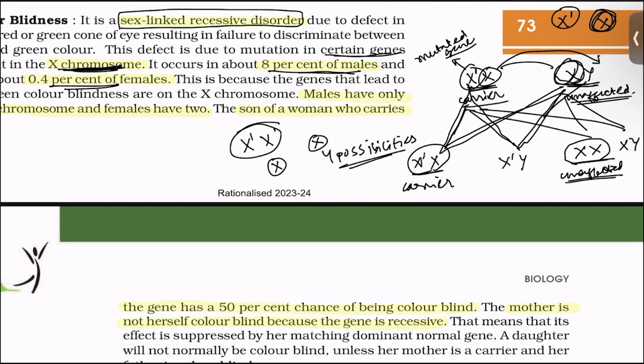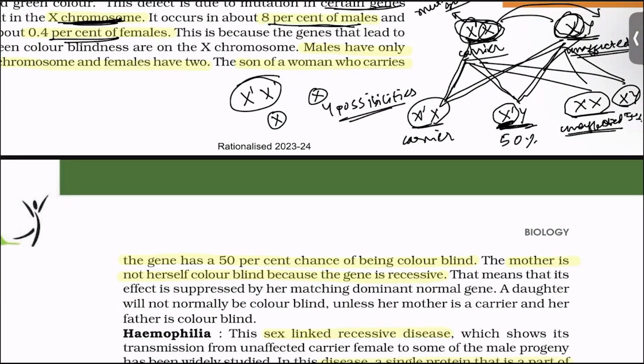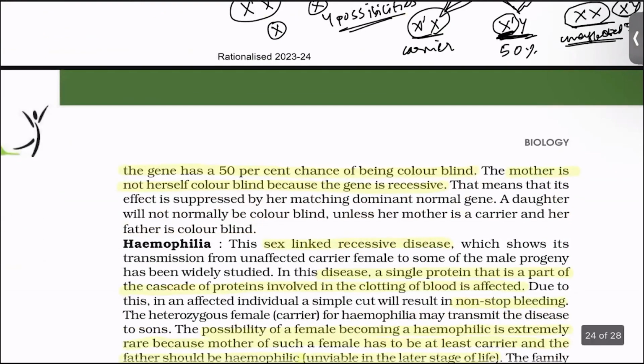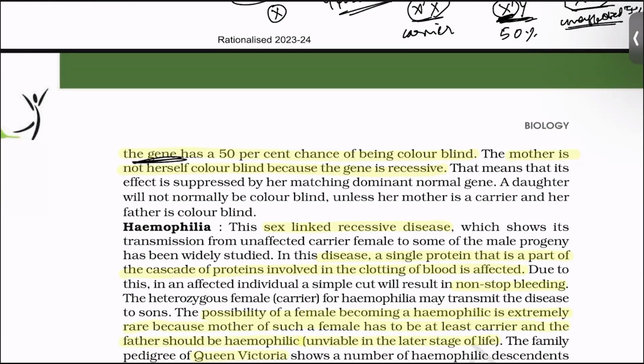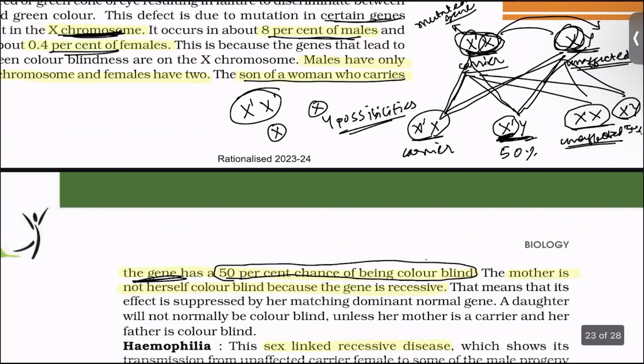But in case of a male, as you can see, only one mutated X chromosome is sufficient to produce color blindness. So if the mother is a carrier, then 50% of the male children would be colorblind and 50% would be unaffected. And this is what is written here, that the son of a woman who carries the gene, or who is a carrier, has a 50% chance of being colorblind. That's what I drew here in the form of a diagram.